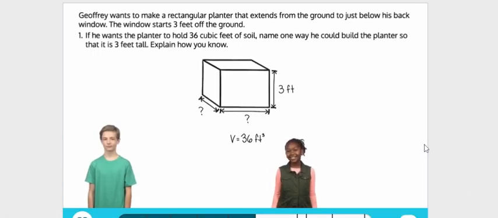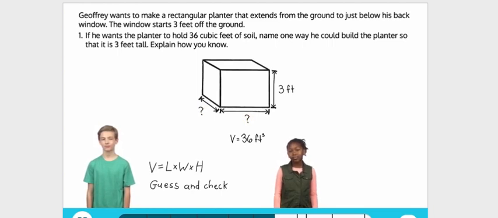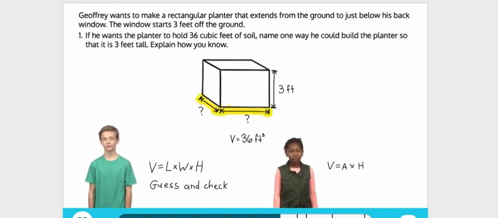It's time to talk to the Zern Squad about their strategies for solving. What did you try, Zeph? I know volume is length times width times height. We know the planter's height is 3 feet, so I used guess and check to help me solve for the missing dimensions. That works. How did you approach this, Milan? I thought of the volume as area times height. I solved for the area first, then figured out the length and width. Nice idea. Remember, it's okay if you solve differently than the Zern Squad, as long as you explained how you got the correct answer. So, which explanation do you want to hear?